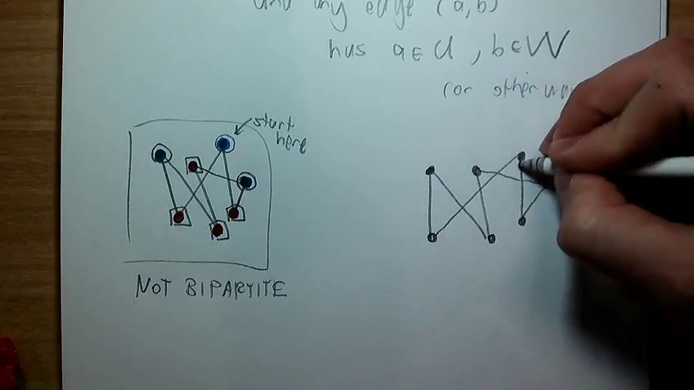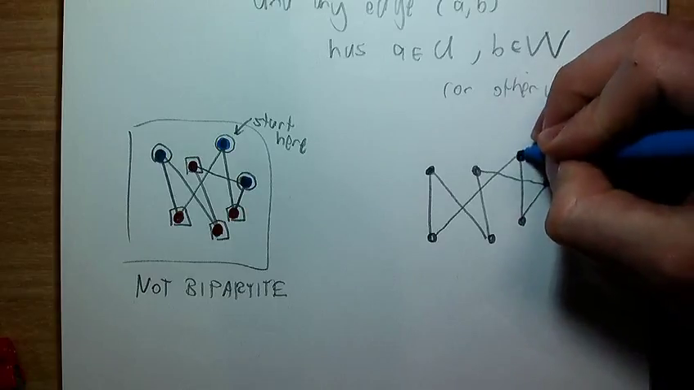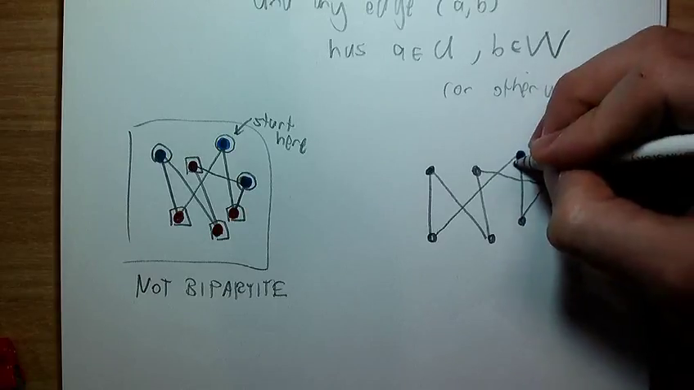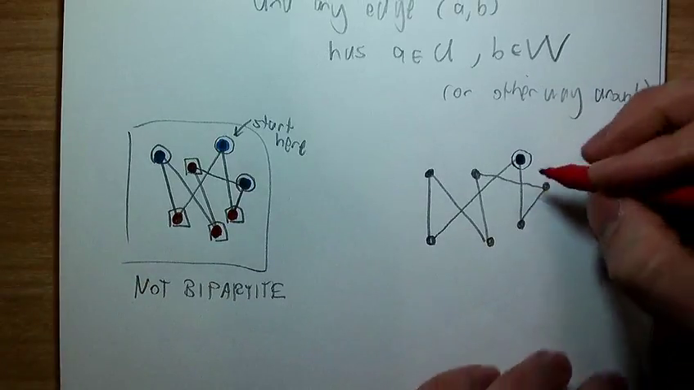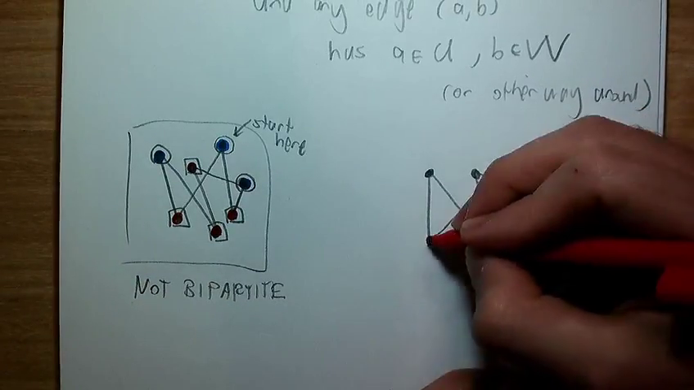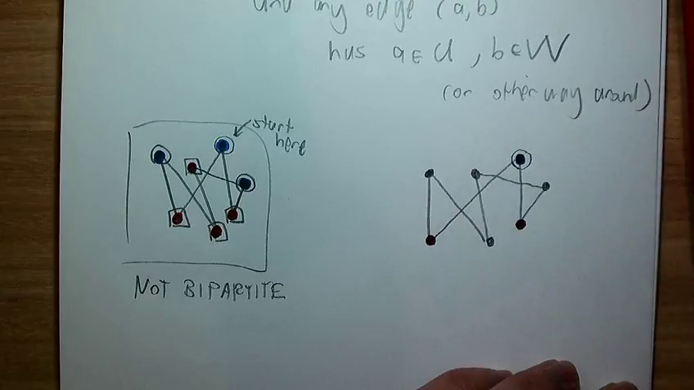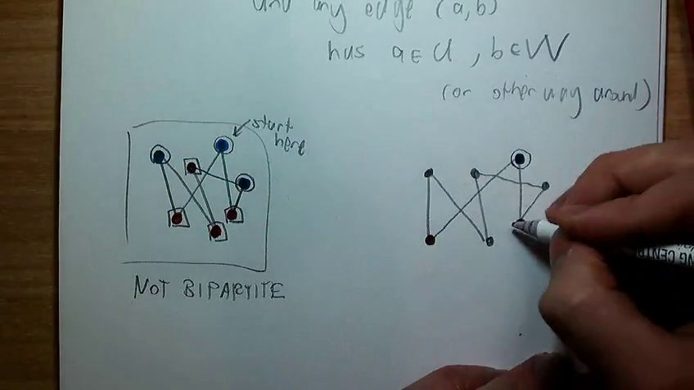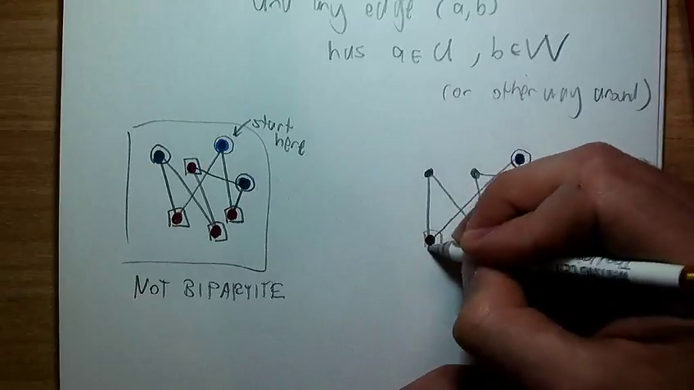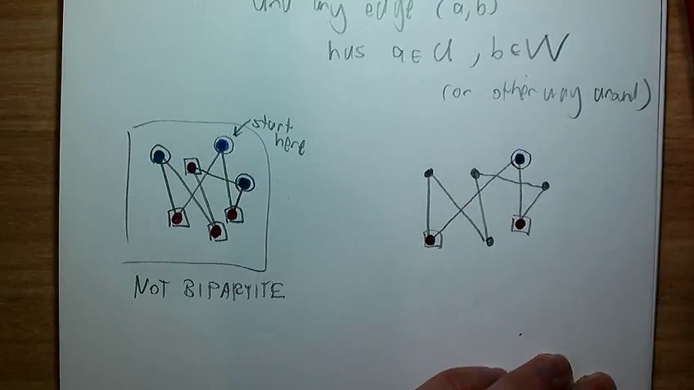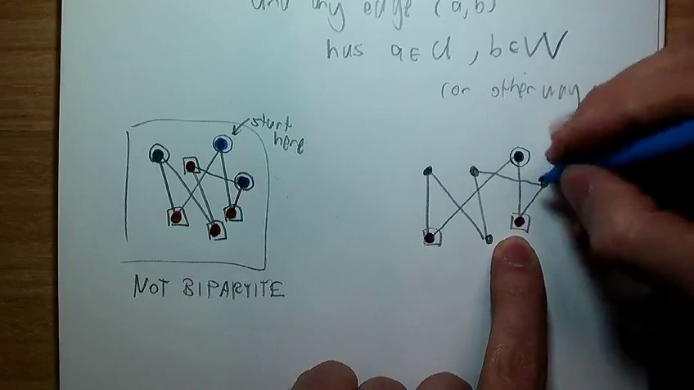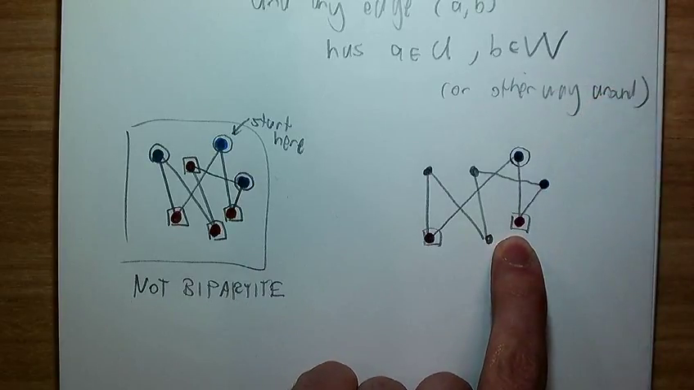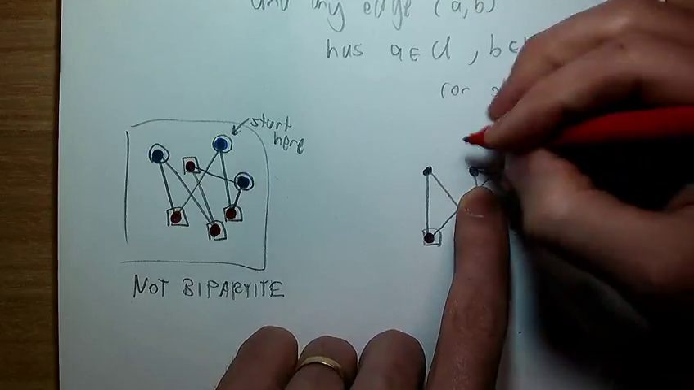So let's start again. That blue one. These other two that are connected to it have to be in the opposite part. They're going to be squares. So anything that's connected to a red one can't be red, so it has to be the other colour. Anything connected to a blue one can't be blue.